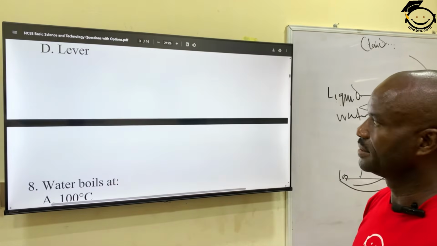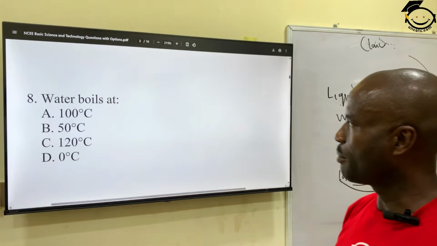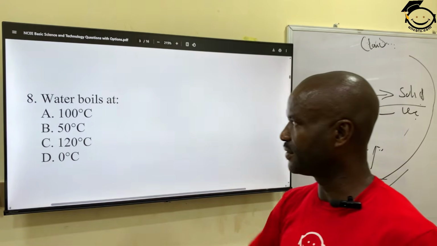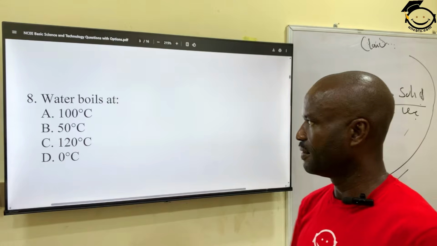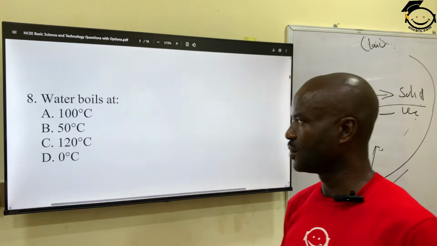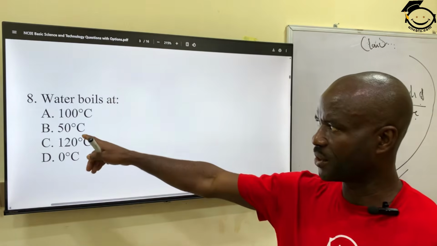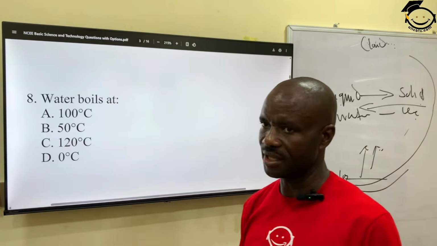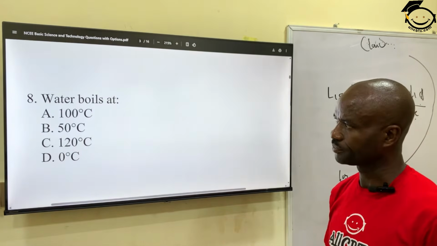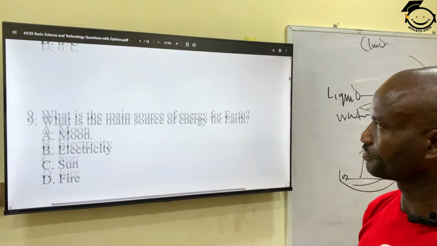Question 8. Water boils at A, 100 degrees Celsius, B, 50 degrees Celsius, C, 120 degrees Celsius, D, 0 degrees Celsius. Water boils at 100 degrees Celsius, which is A. Correct answer, A.